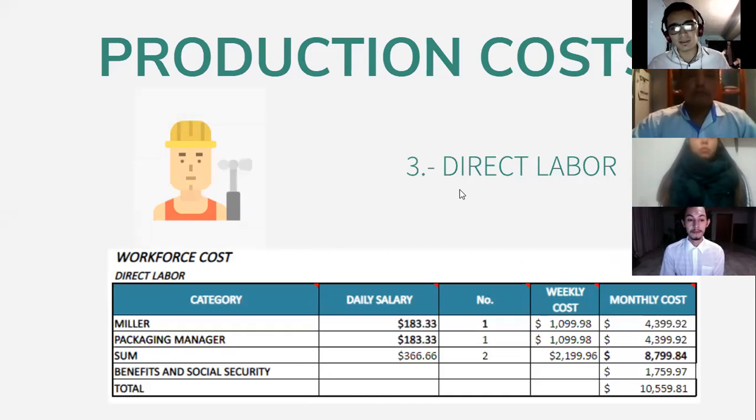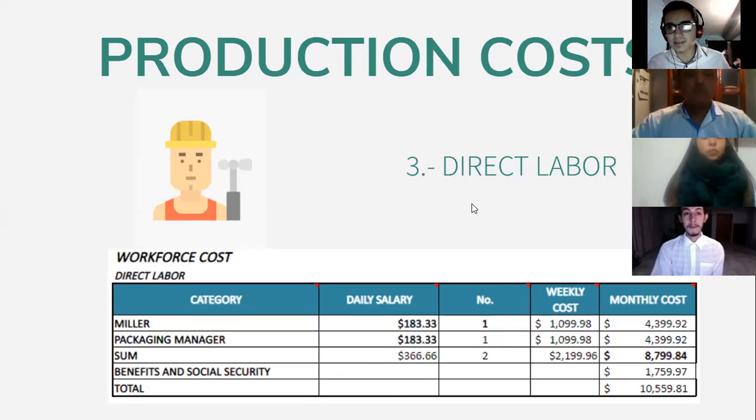And then we have the labor. It is important because those are the people that are in charge of the production. First, we have the direct labor. In this case, we have the miller and the packaging manager. We have the salary. As social security, the company is going to use 20%. And we have the total of more than 10,000 Mexican pesos.